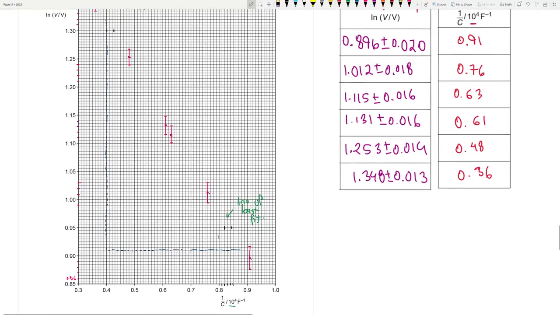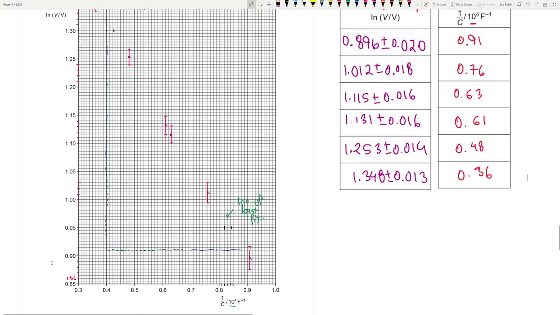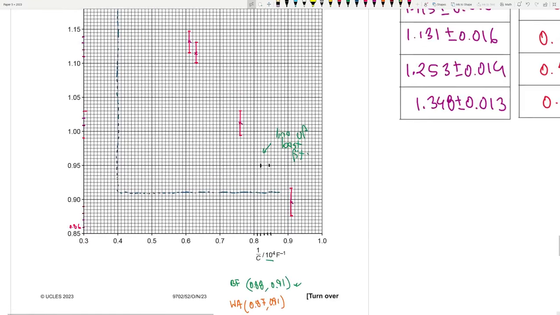And you can also look at the error bar. It's plus minus 0.020. Since the error bar is on ln v, it will be a vertical line. So it will go up. Basically, 2 small boxes is 0.010. So 0.020 will be 4 small boxes. So 1, 2, 3, 4 up here, and 1, 2, 3, 4 down here.